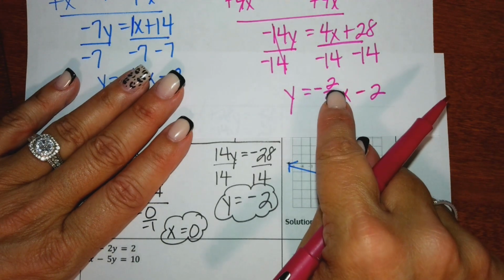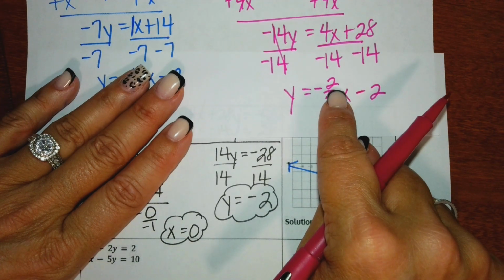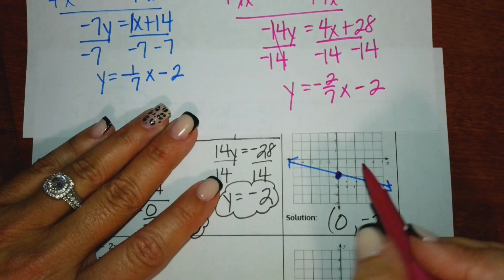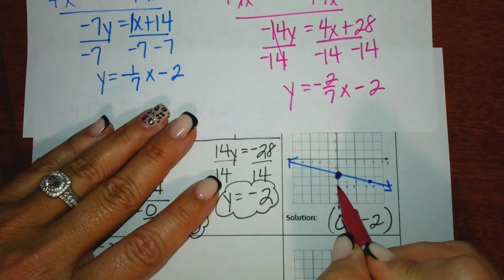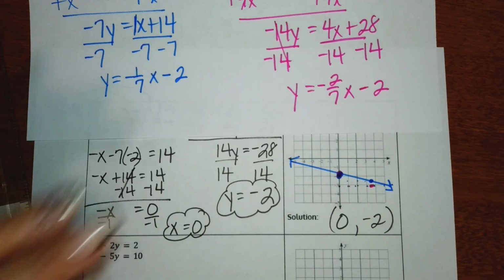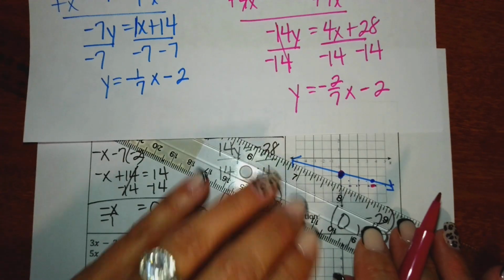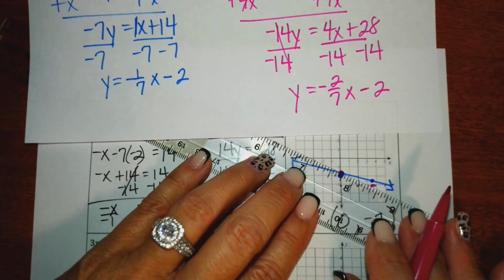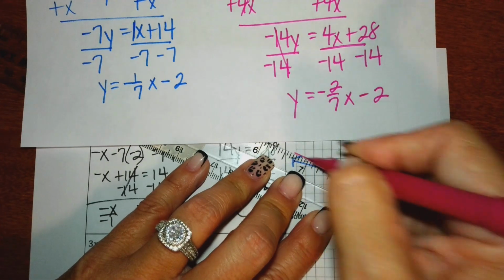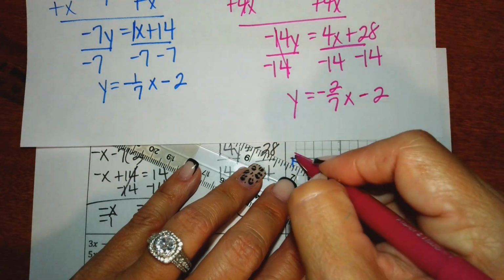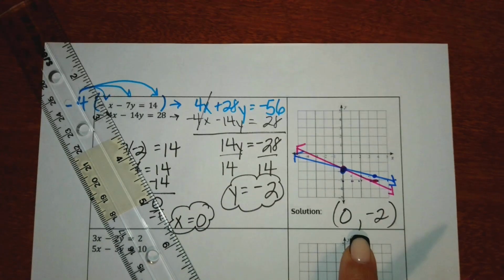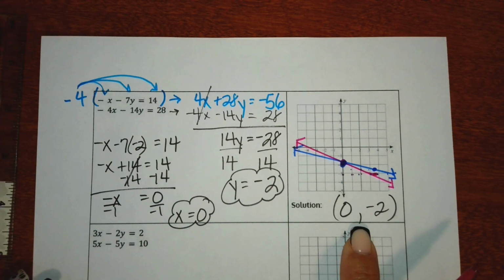And if we halve it, it's down 1, right 3.5. So it's oh so close to the other one. So down 1, right 1, 2, 3.5. These are almost parallel, but they're not parallel. They're very, very close. They were only off by 1/7. They are intersecting at (0, -2).